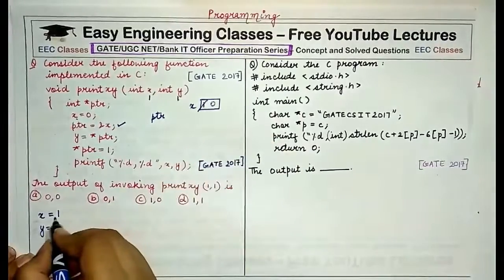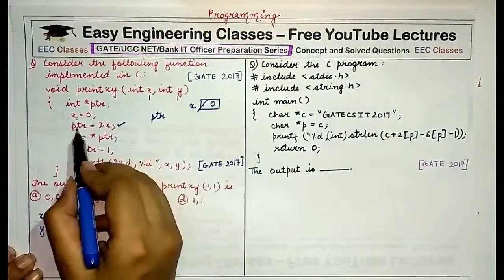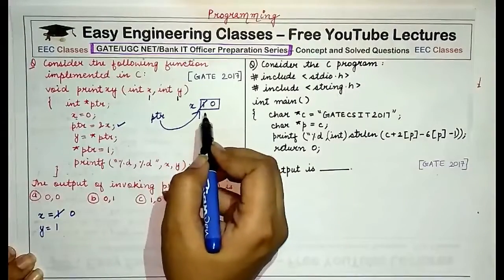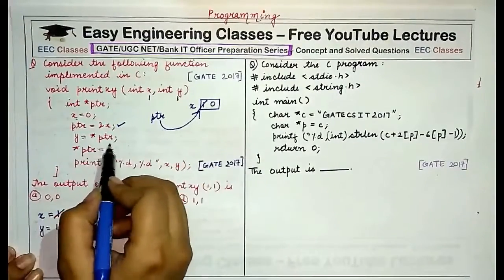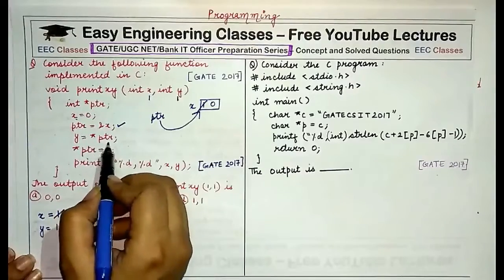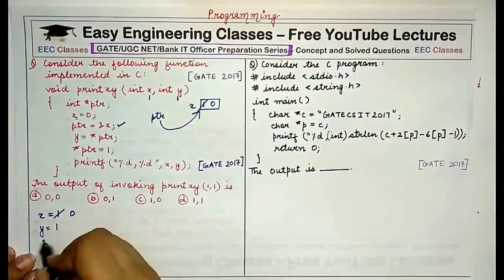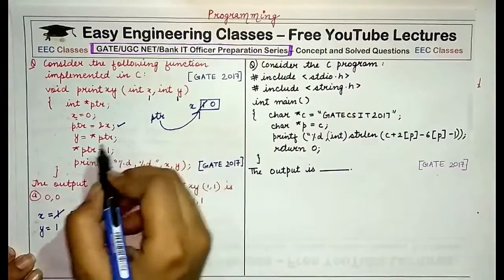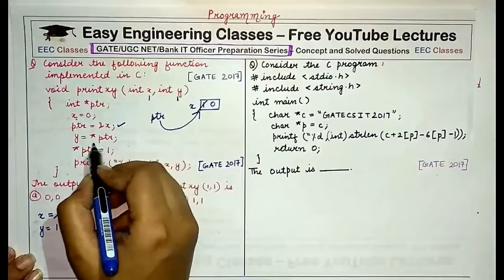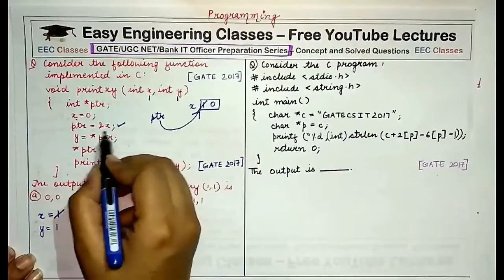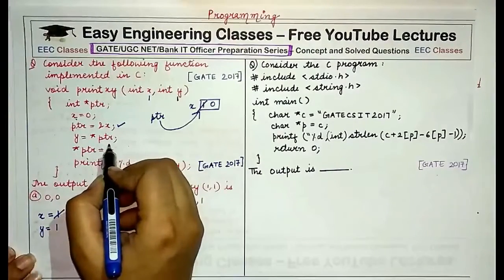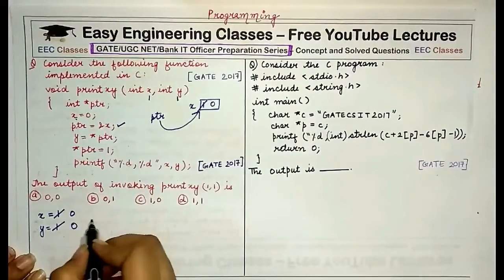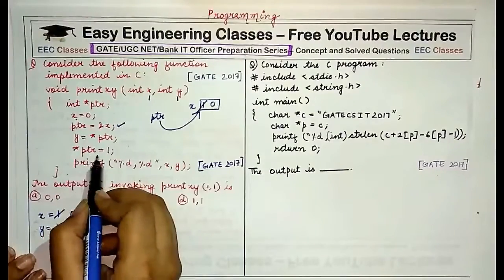That means this becomes 0. The value becomes 0. Then the pointer is assigned the address of x, so the pointer is referencing x. Then y is assigned the data of the pointer. That means the value of y will now become the value of x, because star of ptr means the data of the location or the address where ptr is pointing, and ptr is pointing to x, so now y also becomes 0.